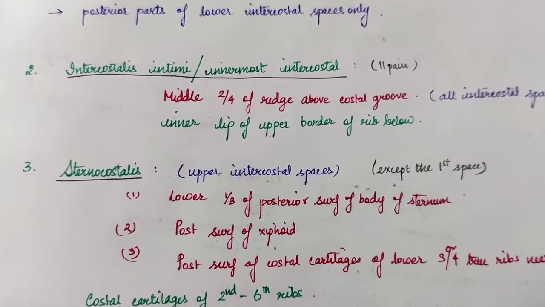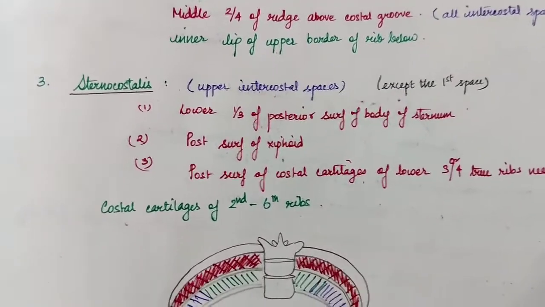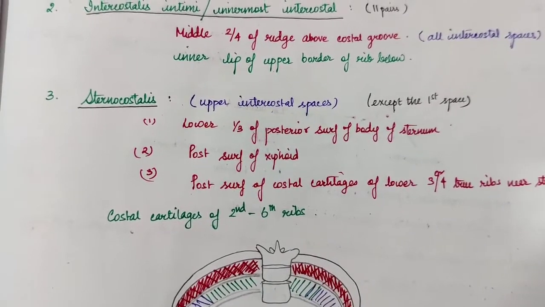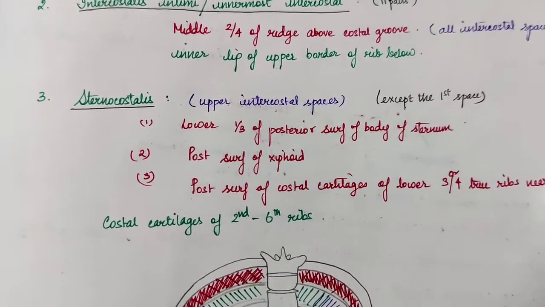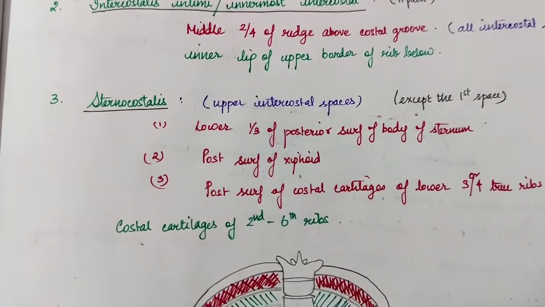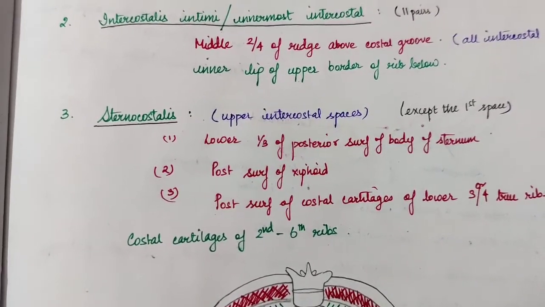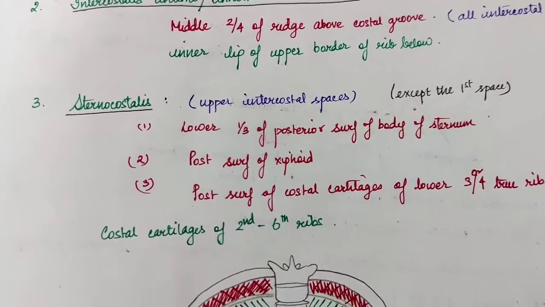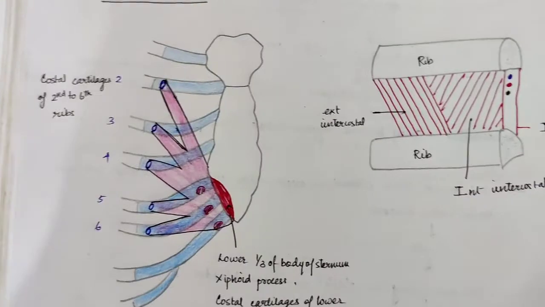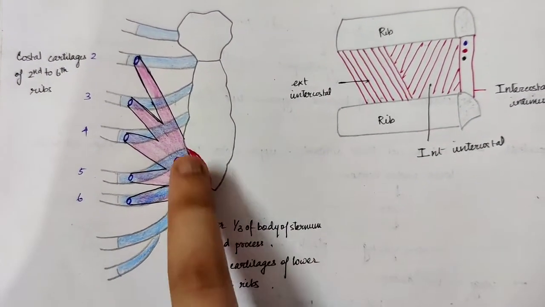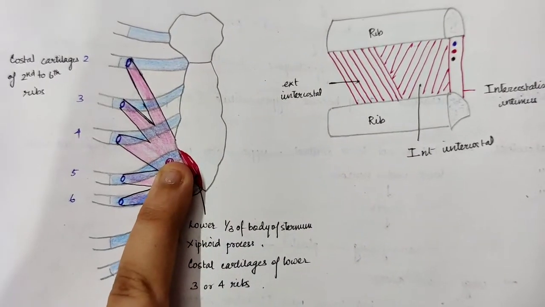So it forms the third layer of muscles. Next we have the sternocostalis. We need to know that it is present in only the upper intercostal spaces except the first space. Now the origin: the origin is from the lower 1/3 of the sternum.